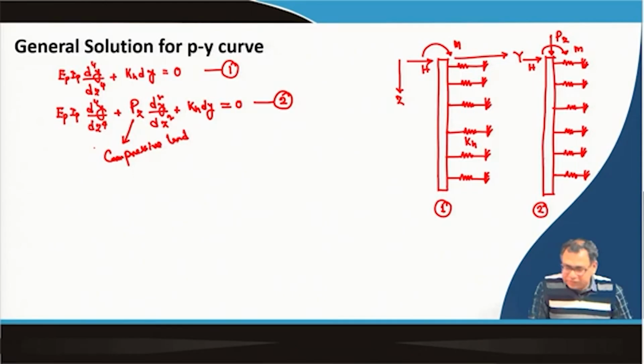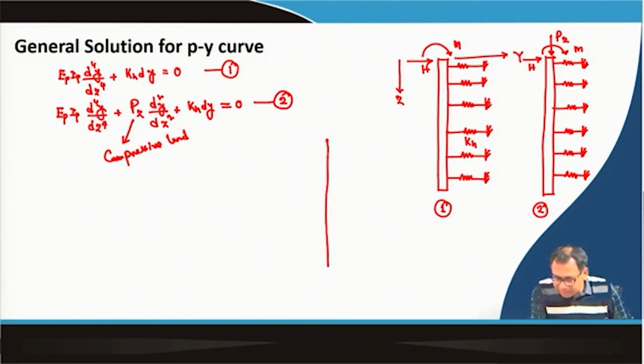Now, how will we solve this equation? For the solution, we will again solve this equation by the finite difference technique. When we talk about the finite difference technique, we have to divide this pile into a number of node points. So, suppose this is the pile and we have to apply the number of node points.